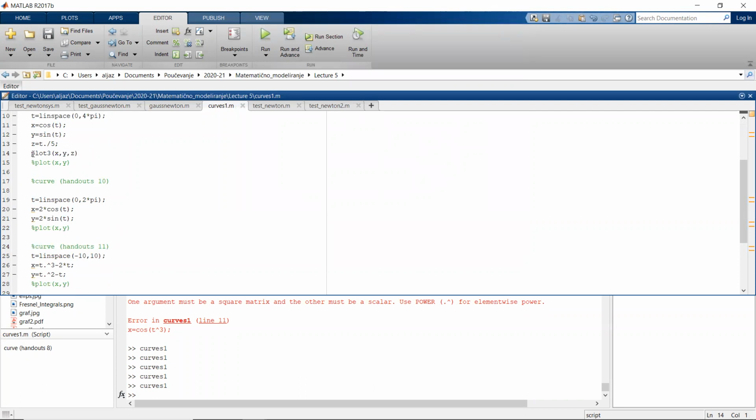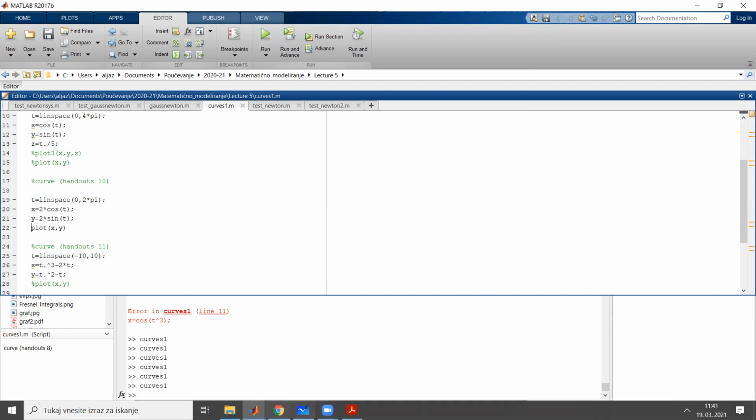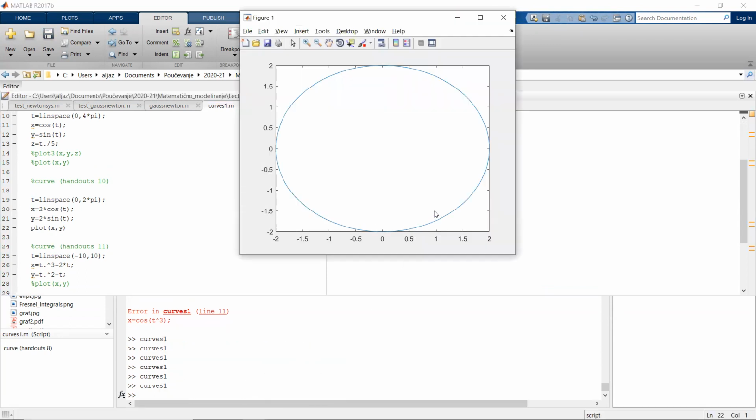For example, another curve. Another curve would be this one. So I have 2 times cosine and 2 times sine. And yeah, I can expect to get a circle of radius 2. So yeah, I get a circle of radius 2.